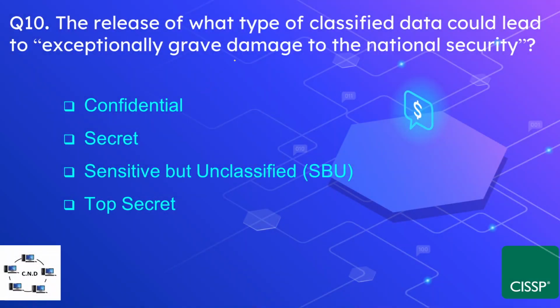Question number 10 is: the release of what type of classified data could lead to exceptionally grave damage to national security? The options are confidential, secret, sensitive but unclassified, and top secret. And the correct answer is top secret. Top secret is the most highly classified data, the top level of data classification, and if revealed it can pose exceptionally grave damage to national security.